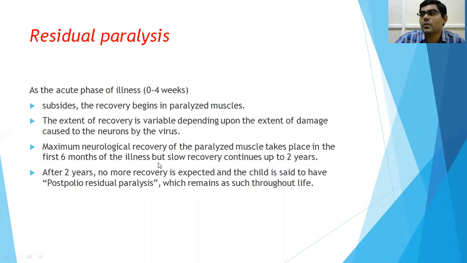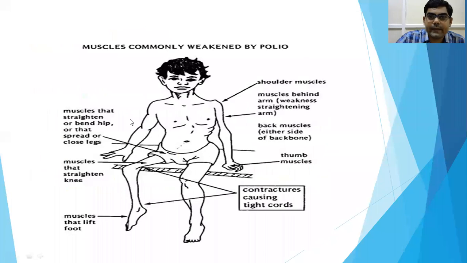Okay, but slowly recovery will continue because we have to go for physiotherapy. It continues up to 2 years. After 2 years, no more recovery is expected, and the child is said to have post-polio residual paralysis, which remains throughout their life. This is more pathetic because they will be left with some residual paralysis. So we commonly see that it affects most the limbs. How will the child look?